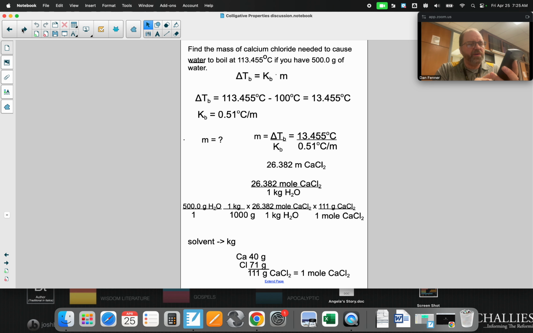So take 500.0 times 26, oops, wrong number there, 26.382 times 111 equals, divide by 1,000 equals, and I have what, 4 sig figs, 5 sig figs, so I should have 4 sig figs. So I end up with 1,464 grams. That's massive. How do we get that in there? We're going to probably talk about a supersaturated state. We're going to heat it really up high and then cool it down slowly. That's how they make those kinds of solutions work.